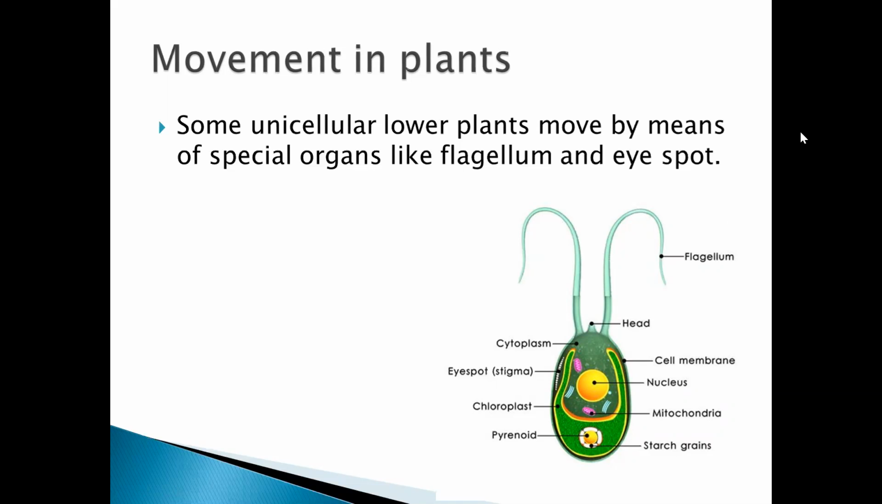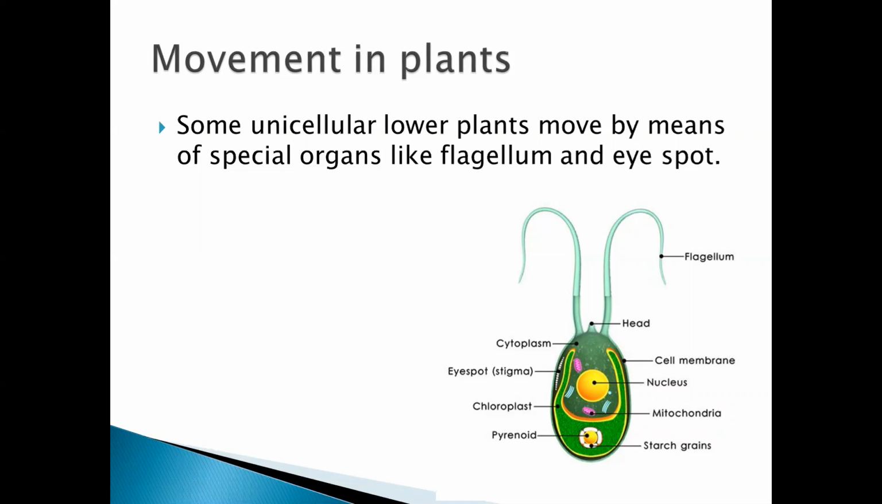The other organ which they use is called the eye spot. That eye spot helps the plants to know where the sunlight is coming from. So what are these plants, or what are their types? They are Euglena and Chlamydomonas. Right now I'm showing you the picture of Chlamydomonas. I repeat, Chlamydomonas. And another type of lower plant is Euglena.